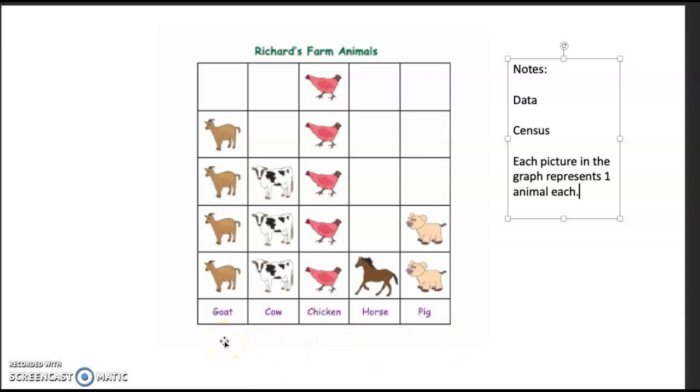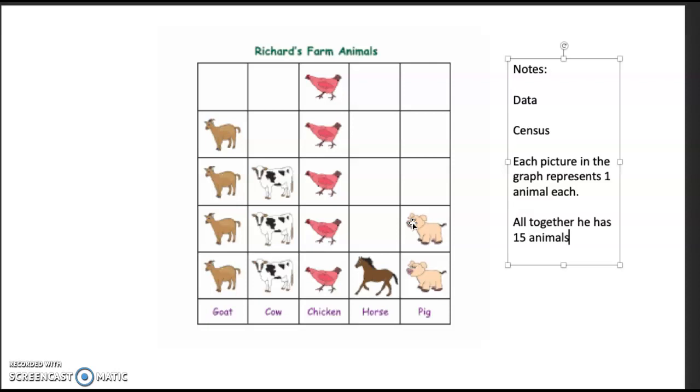Now, with an actual picture graph, we can count the number of animals that he has at his farm. So let's take a look at that. Let's count all the animals all together. All together, he has 1, 2, 3, 4, 5, 6, 7, 8, 9, 10, 11, 12, 13, 14, 15. He has 15 animals.